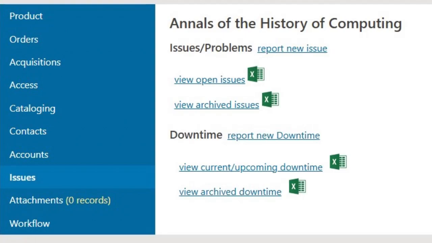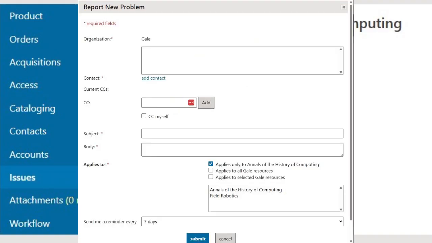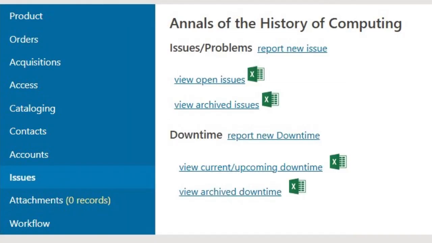Now, let's look at the Issues details. Click on the Issues heading in the menu on the left. If you click the Report New Issue link, this will open the Report New Problem pop-up window where you can enter the details of the issue you are having and send it to the vendor contact on record for that organization, as well as CCing anyone else you need to contact.